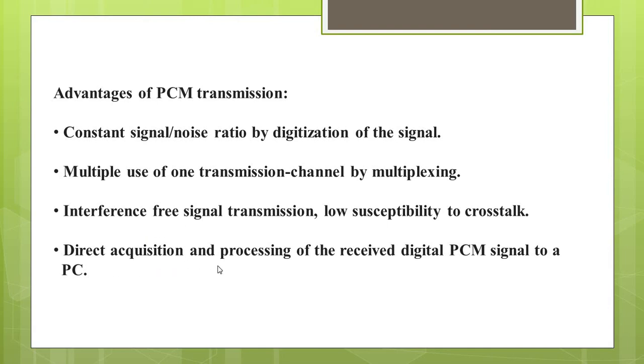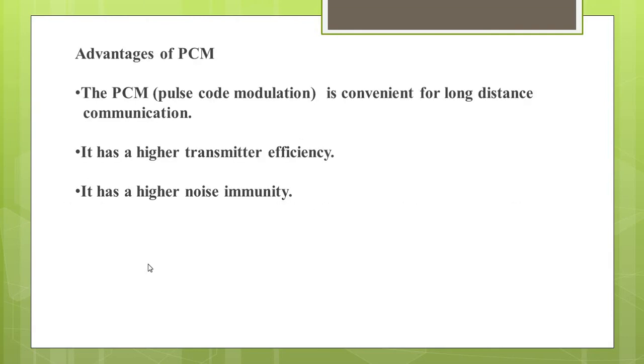Direct acquisition and processing of the received signal is possible; it can be transmitted to a PC and stored in digital form. These are some of the advantages of PCM. It is convenient for long distance communication. It has a higher transmission efficiency and a higher noise immunity. So these are a few advantages of pulse code modulation.